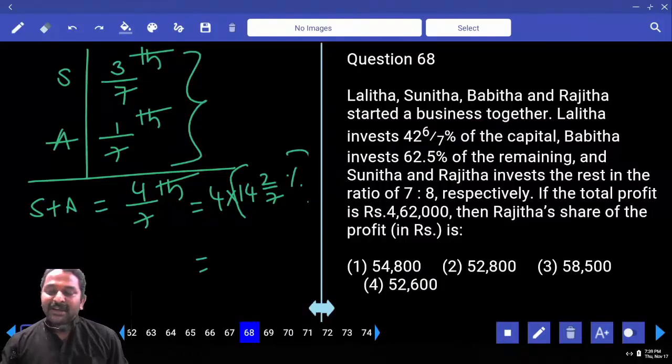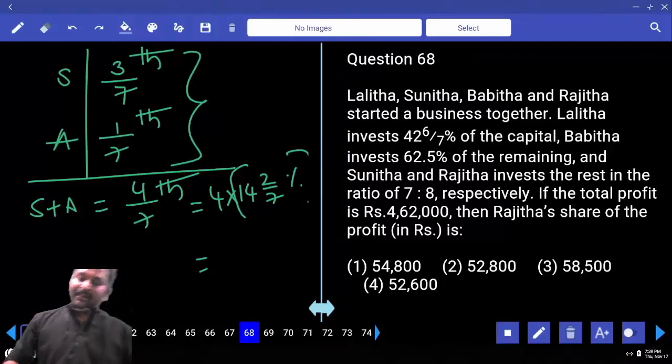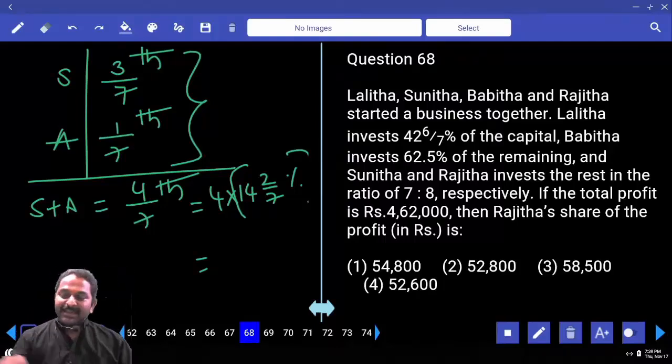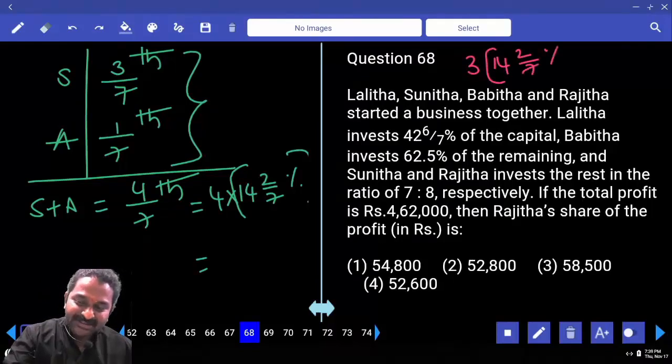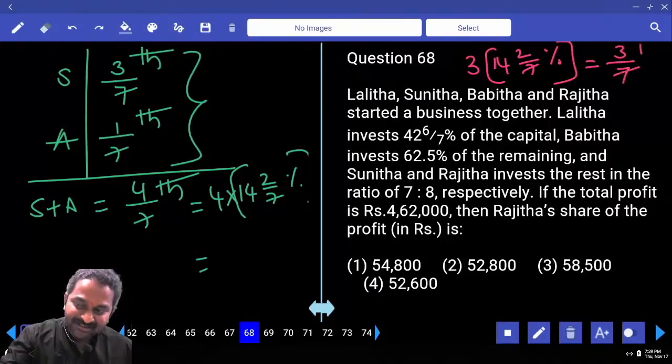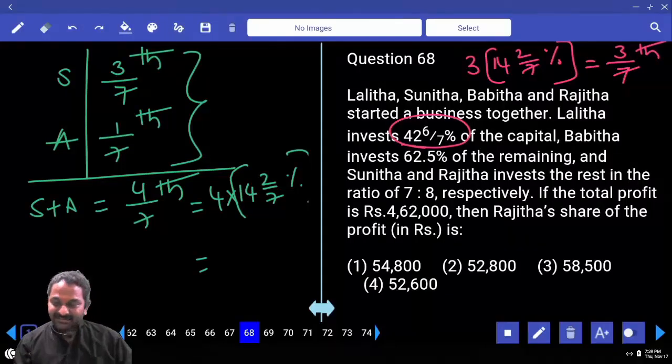Lalita, Sunita, Babita, Rajita started a business together. Lalita invests 42 6/7% of the capital. Can I write it as 3 times of 14 2/7%? Which is equal to 3/7 in the fractional form? So look at this as 3/7.